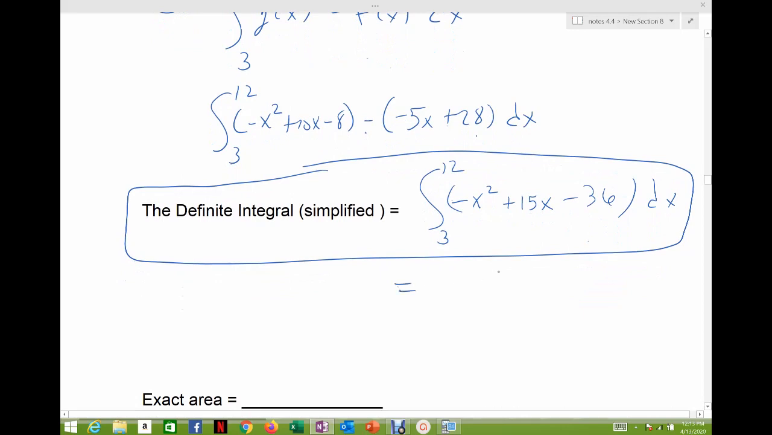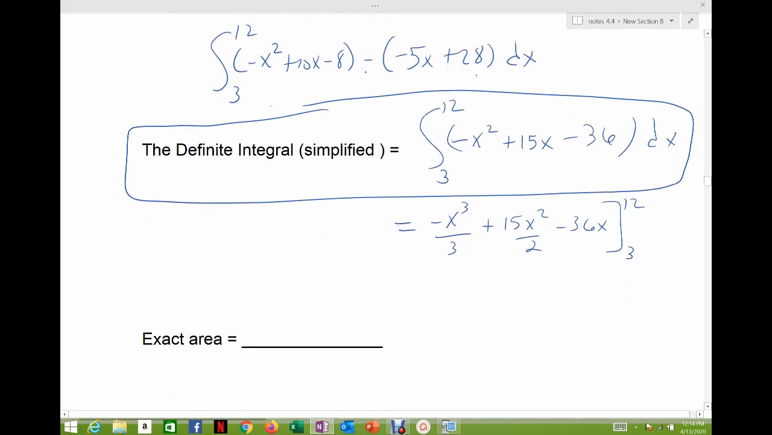And so I'm going to integrate. So the first thing I find is my general antiderivative, which is negative x cubed divided by 3, plus 15x squared divided by 2, minus 36x. Still haven't taken care of my 3 and my 12 yet, so I write them down here to remind myself I've just taken care of the antiderivative part, the integral part. Haven't taken care of the plus and minus part yet.